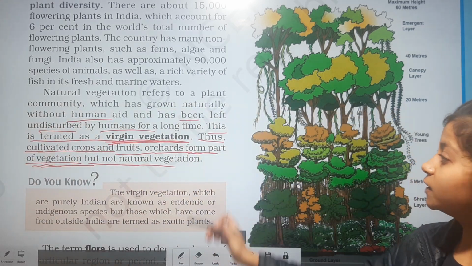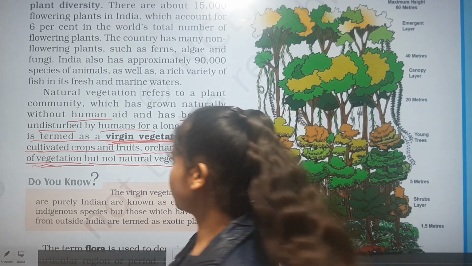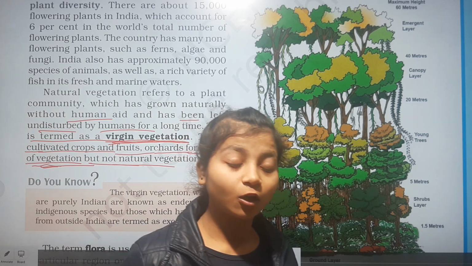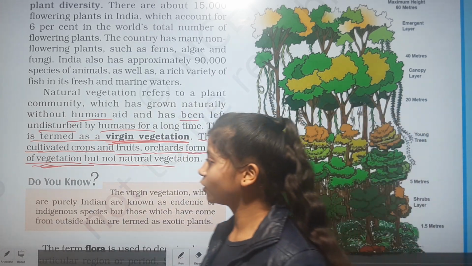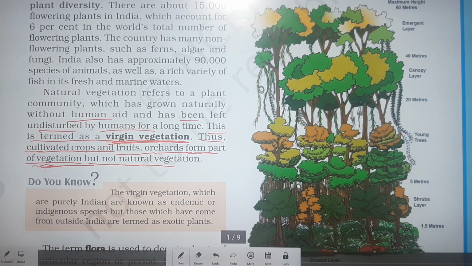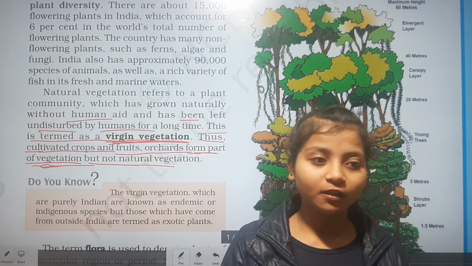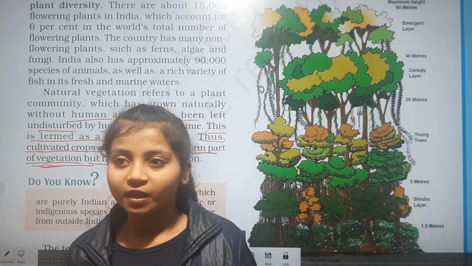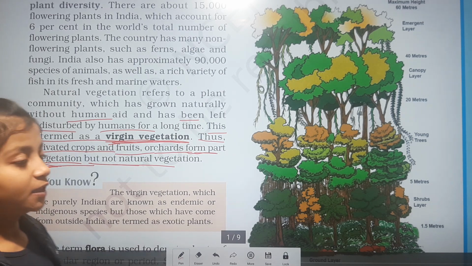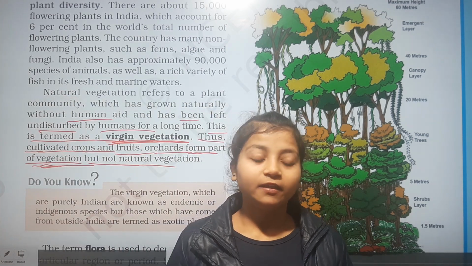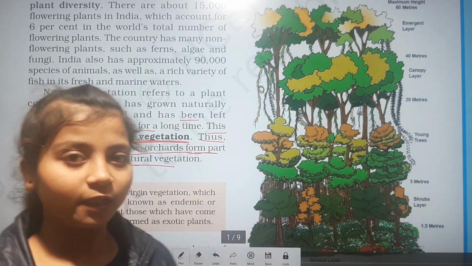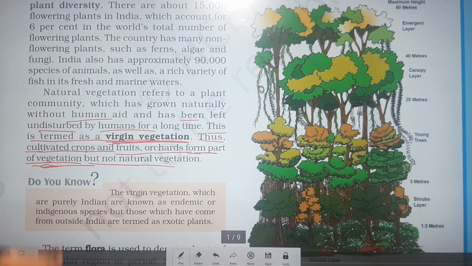Okay, that is, it cannot be termed as virgin vegetation. It is only a part of vegetation but not natural vegetation, because humans are helping and taking care of the field, so that insects and animals are not going there. Natural vegetation means that humans never disturb the plants. It grows naturally, by nature.